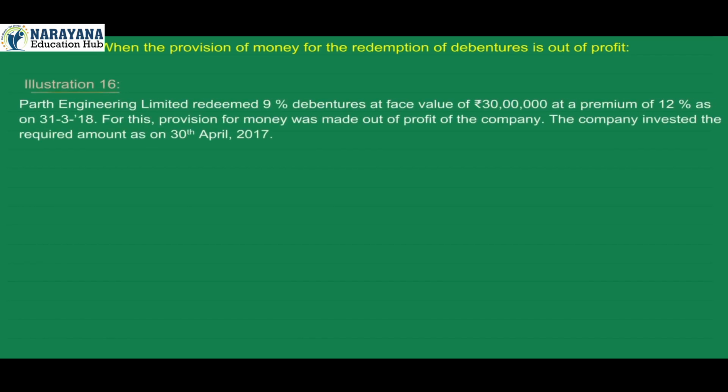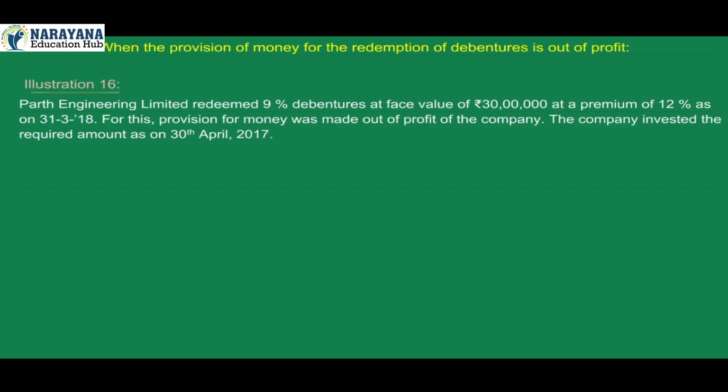When the provision of money for the redemption of debentures is out of profit. Illustration 16. Path Engineering Limited redeemed 9% debentures at face value of Rs 30 lakh at a premium of 12% as on 31st March 2018. For this, provision for money was made out of profit of the company.